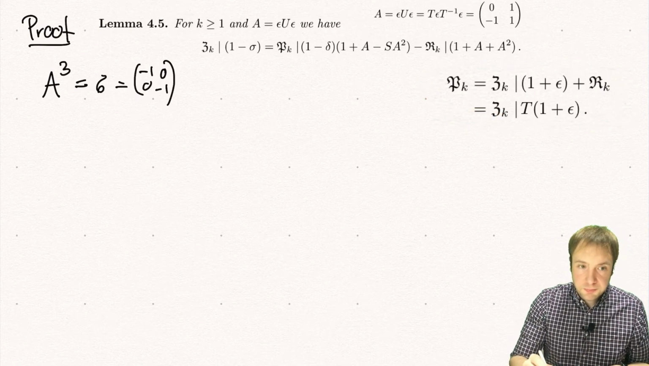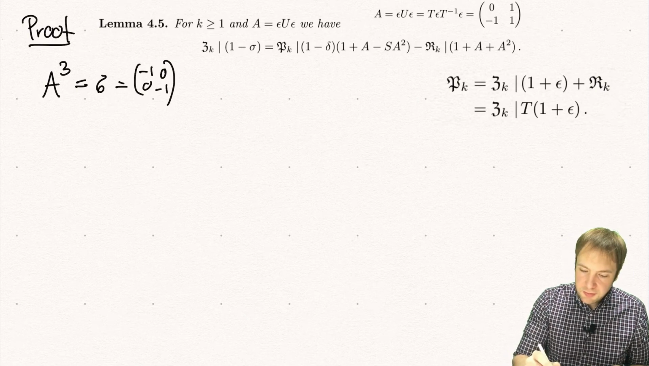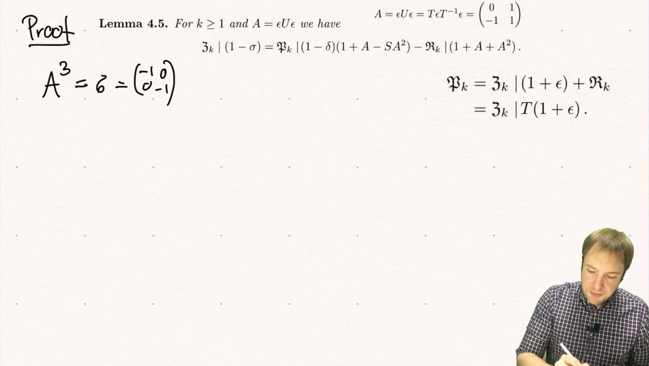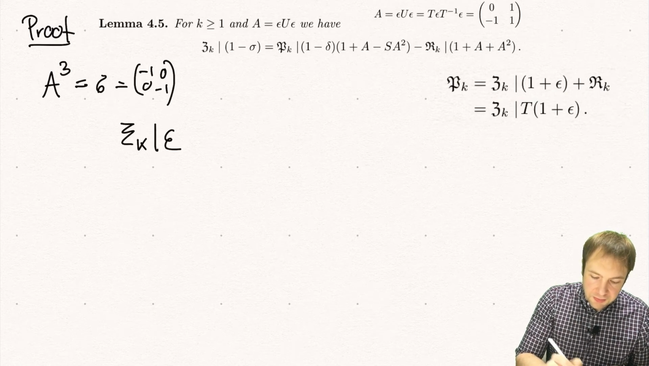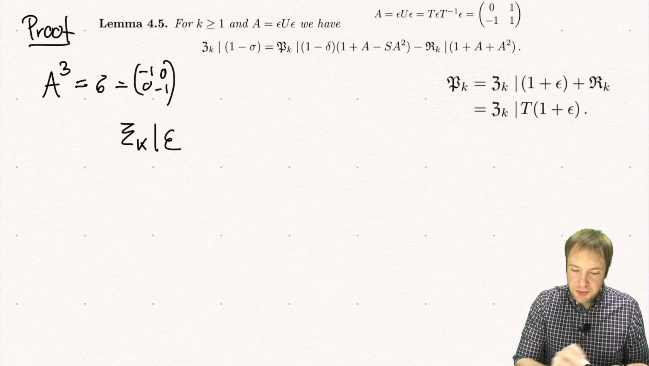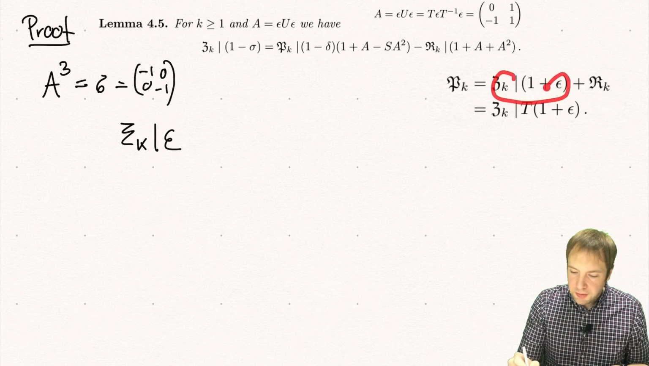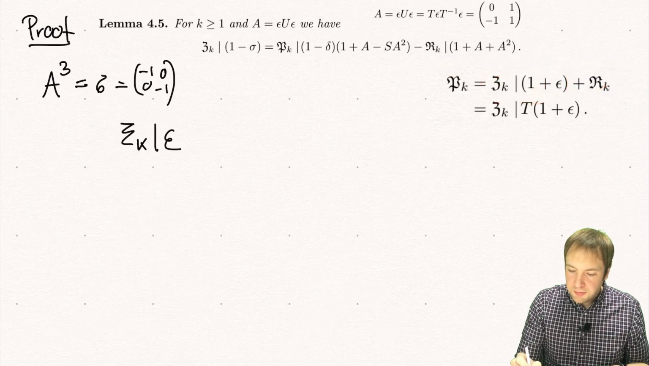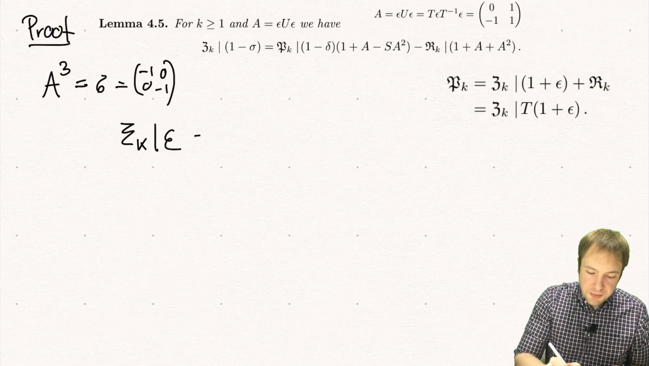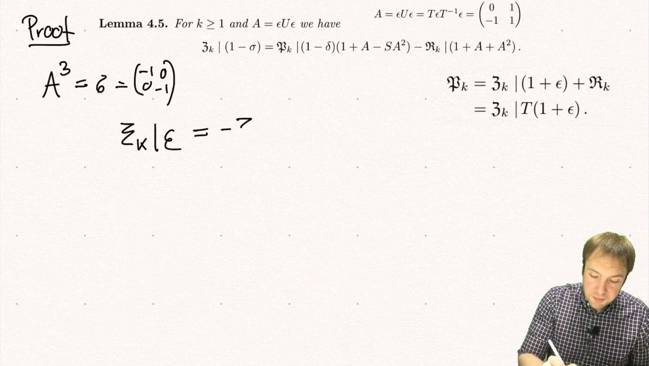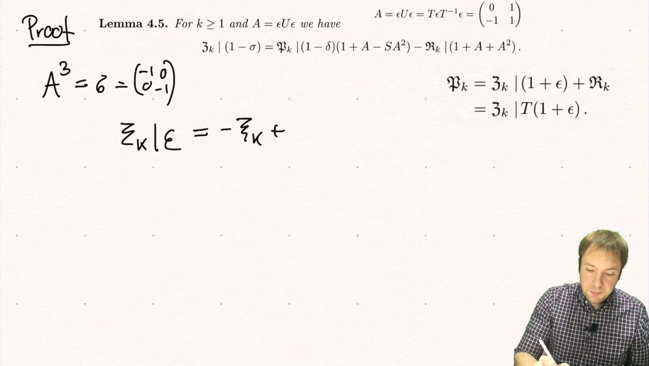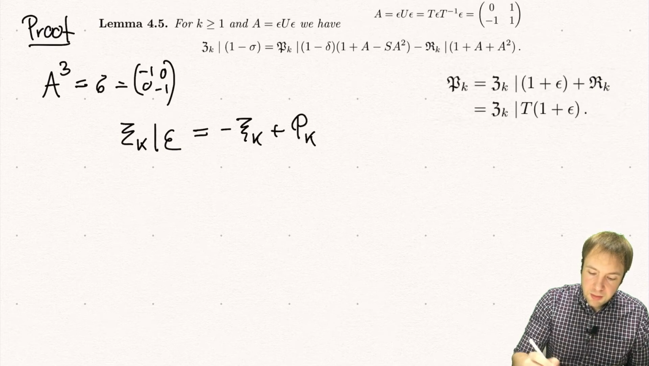So first, this first relation here states that zk, when I let epsilon act on this equation, so this part here, then if I bring this on the other side and also this 1 times on the other side, the statement is the action of epsilon on zk is minus zk plus pk minus rk.